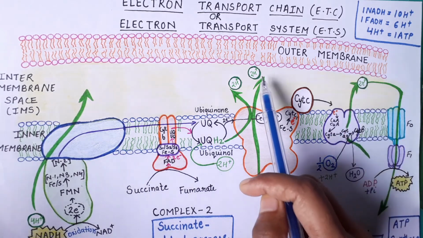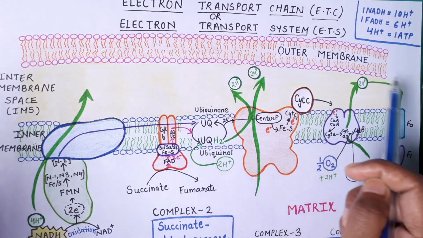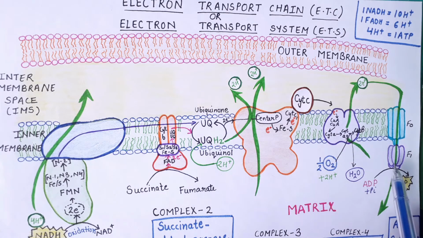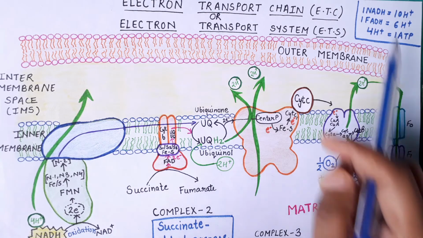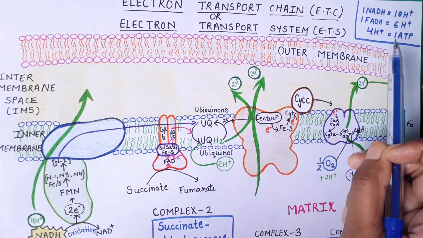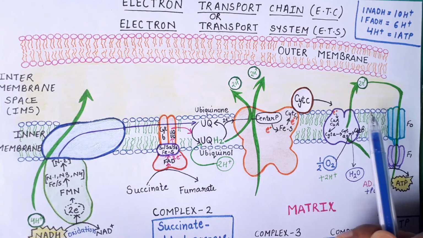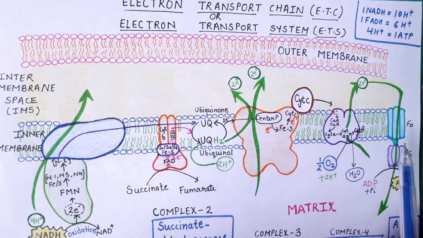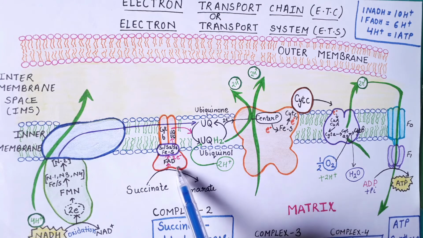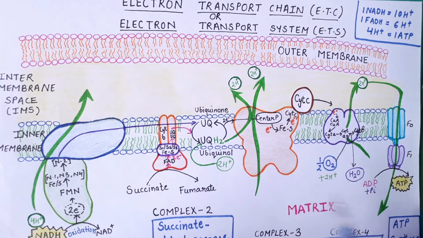So from 6 protons, when these protons are pumped inside, there will be formation of how much ATP? From 4 protons we get 1 ATP. Then from 6 protons we will get how much ATP? We will get 1.5 ATP. That's why we can conclude that from one molecule of FADH2 there will be formation of 1.5 ATP.